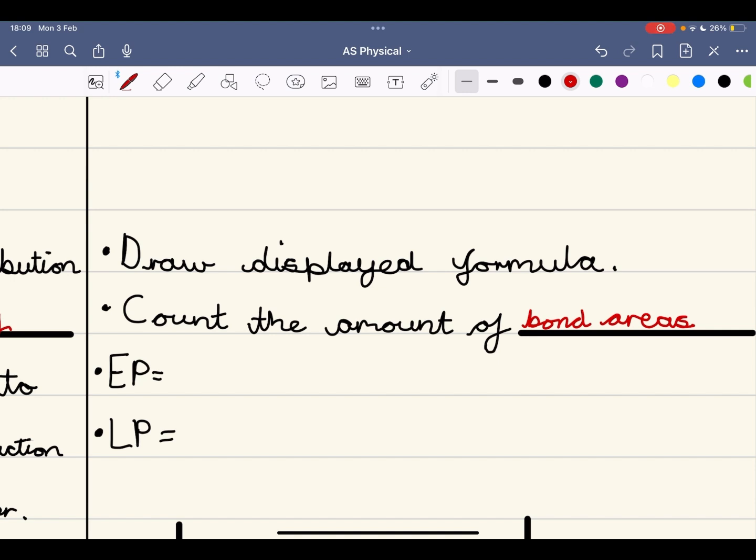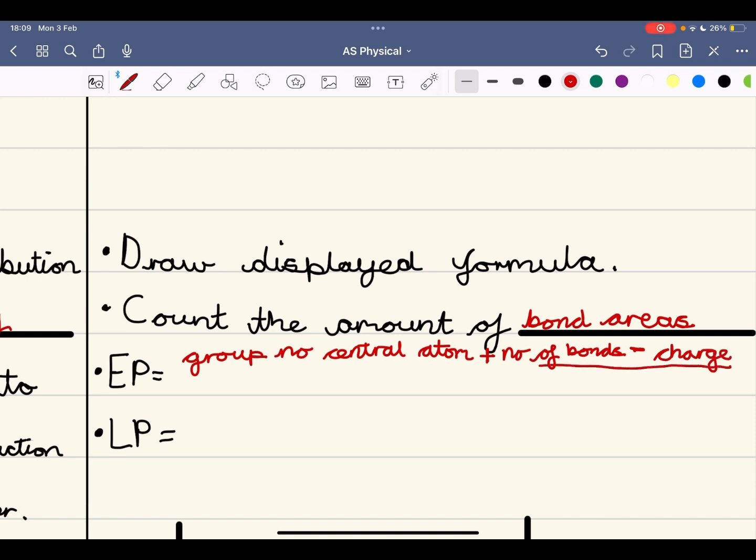And then to work out the electron pairs, we do the group number of the central atom plus the number of bonds, take away the charge, all divided by 2. Right, and then to work out the lone pairs, we do the electron pairs minus the number of bonds.